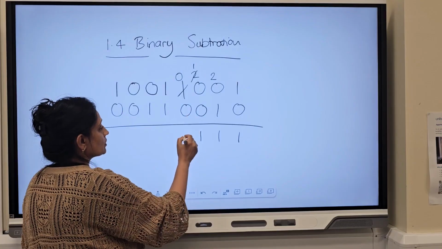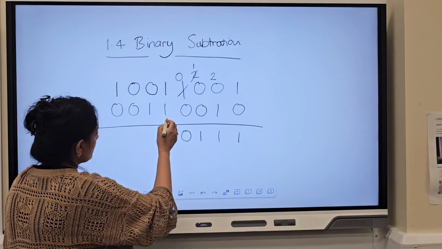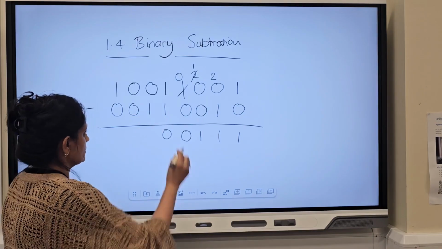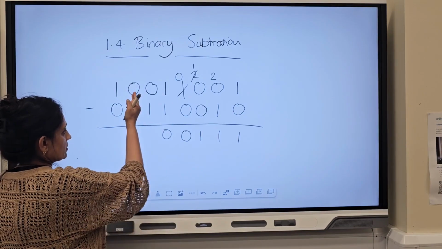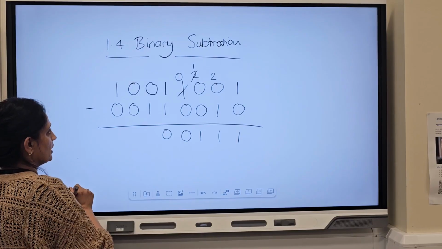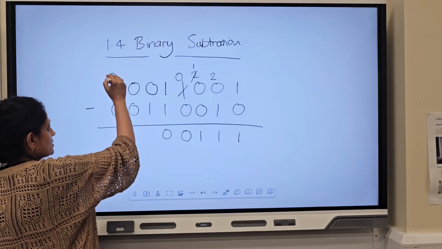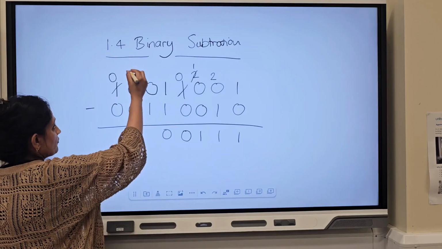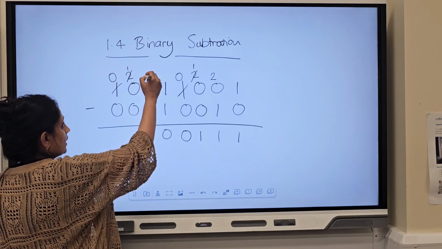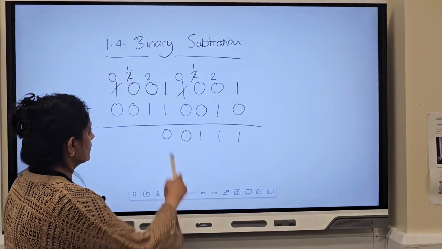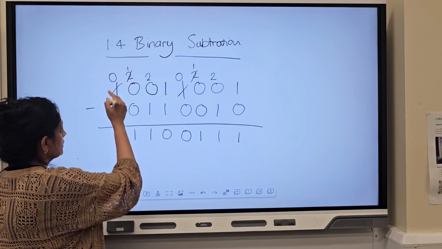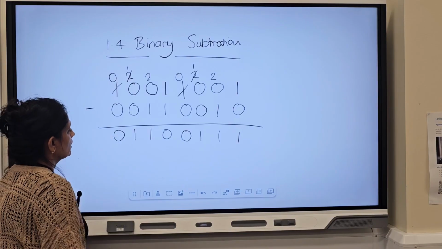0 take away 0 is 0. 1 take away 1 is 0. 0 take away 1 you can't do, so you go to the column on the left-hand side, but there's nothing to borrow, so you go further to the column on the left-hand side. You borrow from there, that becomes 0. And here we brought 2 over. We borrow from here, so that becomes a 1, and here you've got the 2. So 2 take away 1 is 1, 1 take away 0 is 1, and 0 take away 0 is 0.